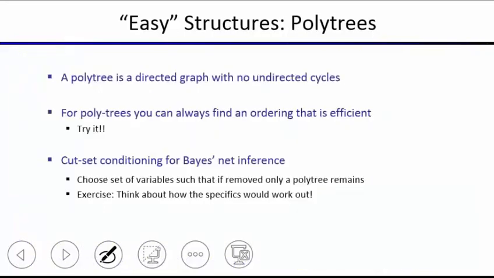Just like in constraint satisfaction problems, if your Bayes net has a tree structure, it's called a polytree because it's with directed edges. A polytree is a directed graph where there are no cycles at all, not even undirected cycles. Remember, a Bayes net can have cycles, just not cycles that you can go through when you follow the direction of the arrows. A polytree cannot have cycles at all. Right? Now, if your Bayes net graph is a polytree structure, then there always exists an efficient ordering.